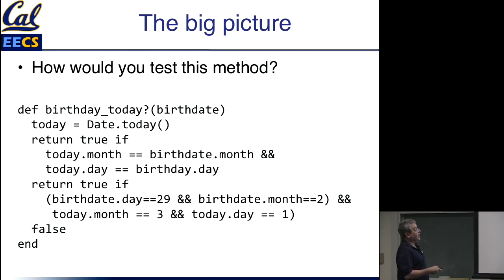methods month and day? That's reasonable, but let's assume for the moment that there's some test someplace else that makes sure that when we call birthday today, it gets passed the right kind of thing. So it's a legitimate concern, but let's say we can assume that birth date is a legitimate date object. Anything else about this that, if you wanted to simplify testing it, what might you do?